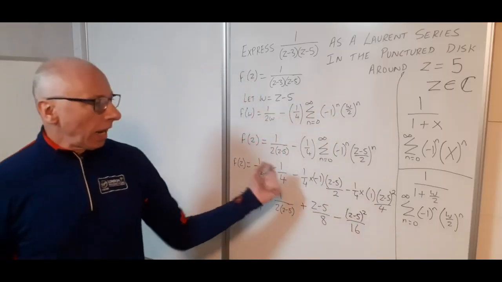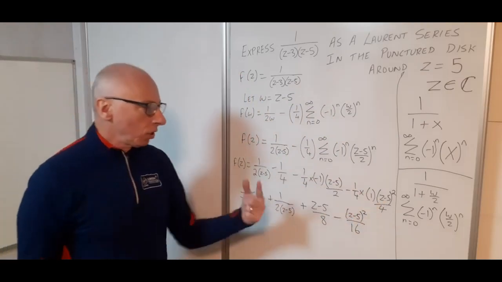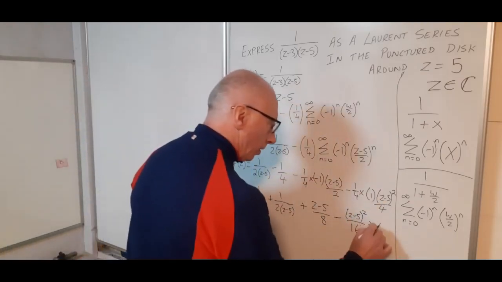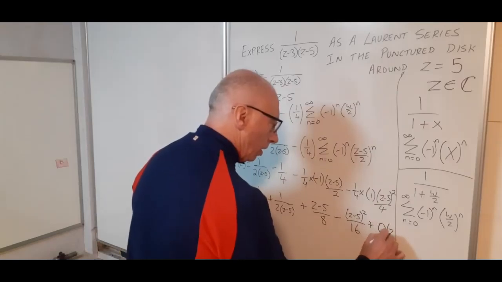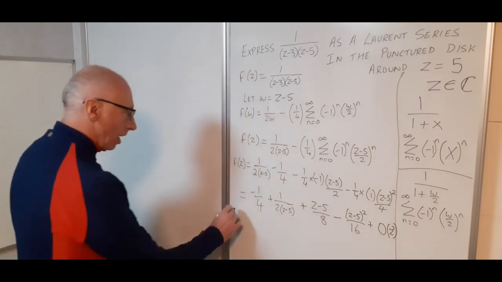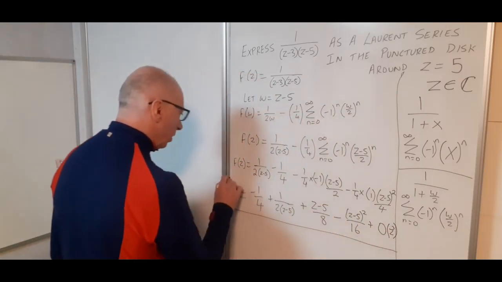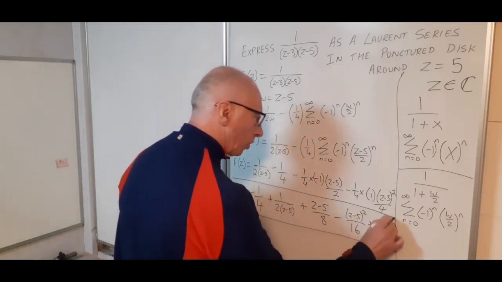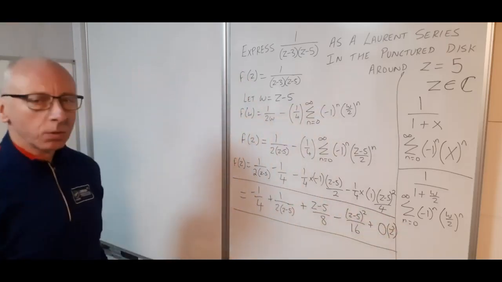And then z minus 5 cubed is not going to be included in my terms, so I'm going to put O of z cubed just to end my series. And that would be my Laurent series on a punctured disk around z equals 5.